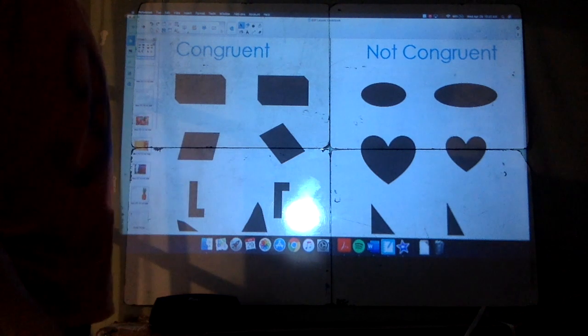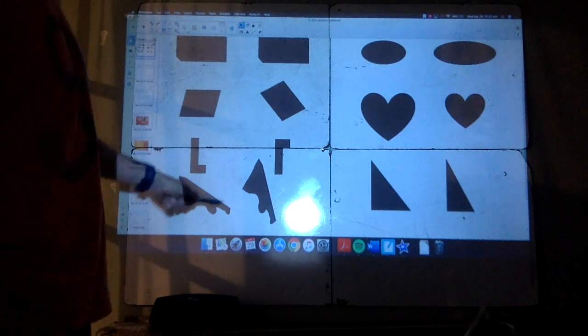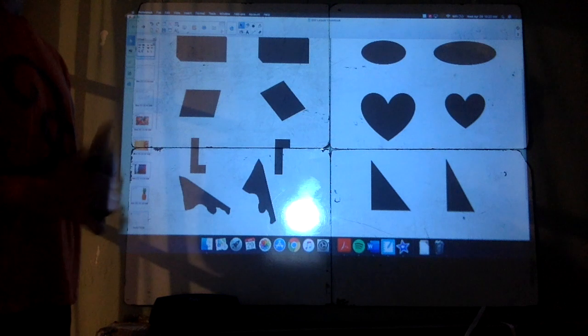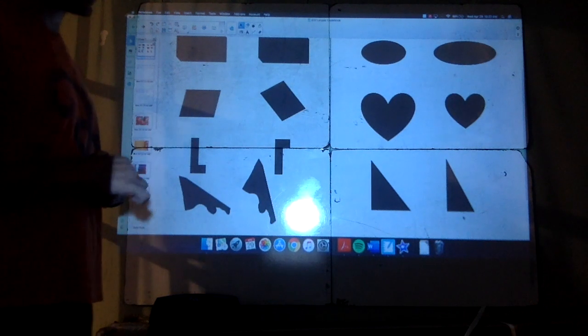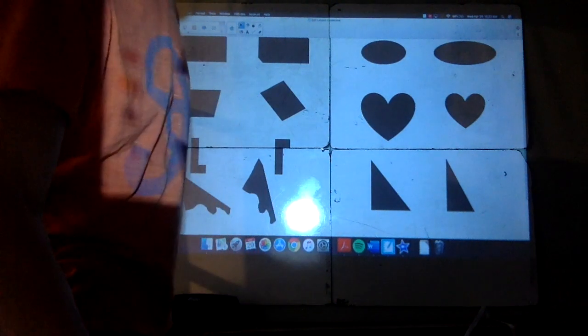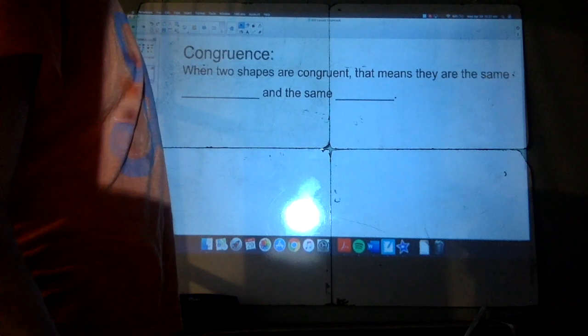So what congruent means, all these on the left, is all of these are the same shape and the same size. Not congruent means they're different shape or a different size. For example, these two are different shapes. The hearts are the same shape but different sizes. So that's our idea of congruence, which is going to be key as we go through this.